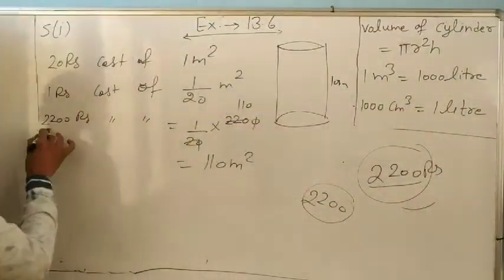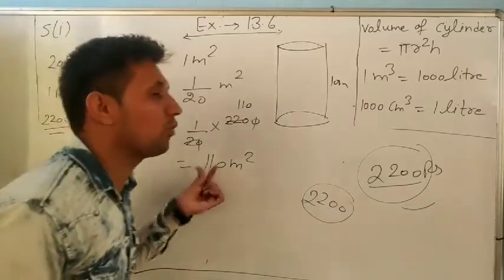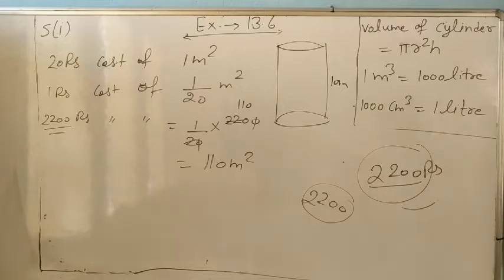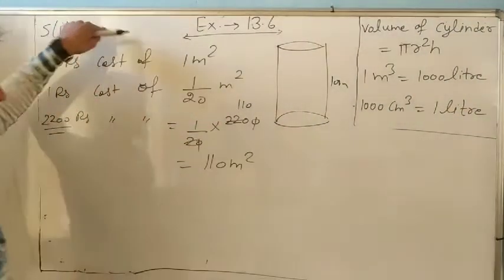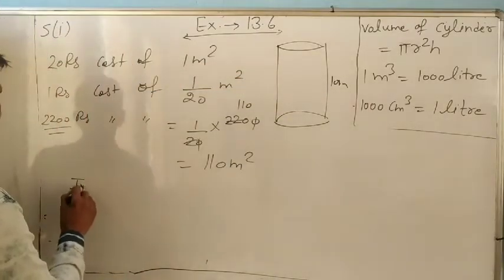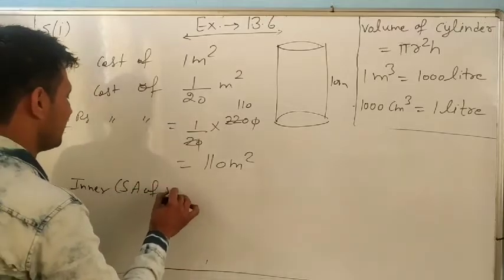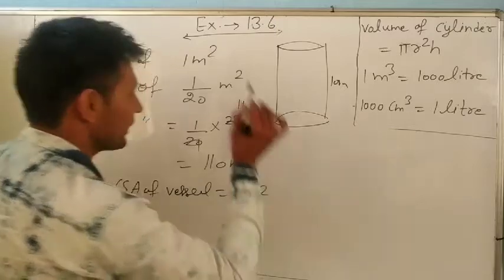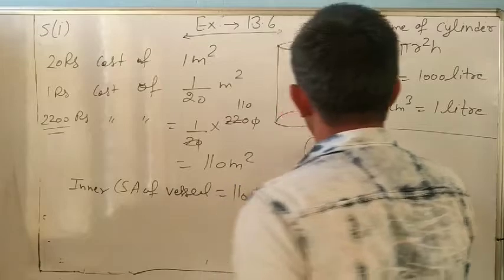So it means 2,200 rupees is sufficient to paint the 110 meter square. It means it is the curved surface area of the cylinder. Understand? So the inner curved CSA of the vessel is how much? 110 meter square. Understand it? Now the second part, you can find yourself.